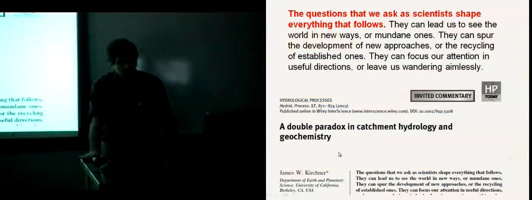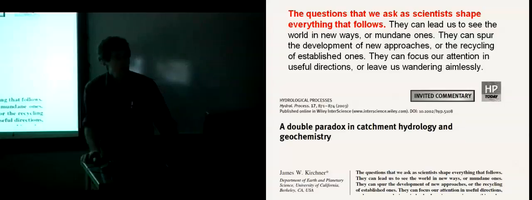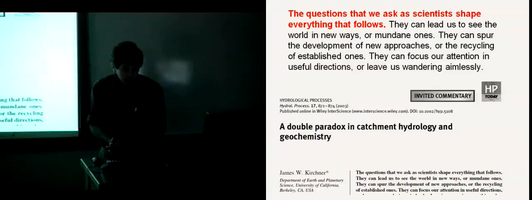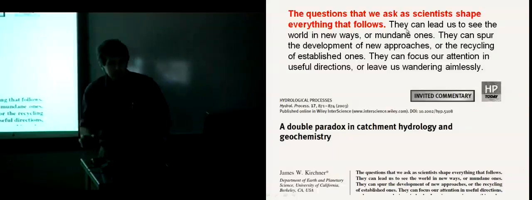But in terms of philosophy, I wanted to emphasize this at the beginning because in terms of getting things successfully funded at the National Science Foundation, I think this is critical. This is from an invited commentary by Jim Kirchner, who was one of the principal investigators on the Central Sierra Critical Zone Observatory that was funded. So he's also got some credibility to speak to what's important. He's a well-known geomorphologist who works in the hydrology area as well.